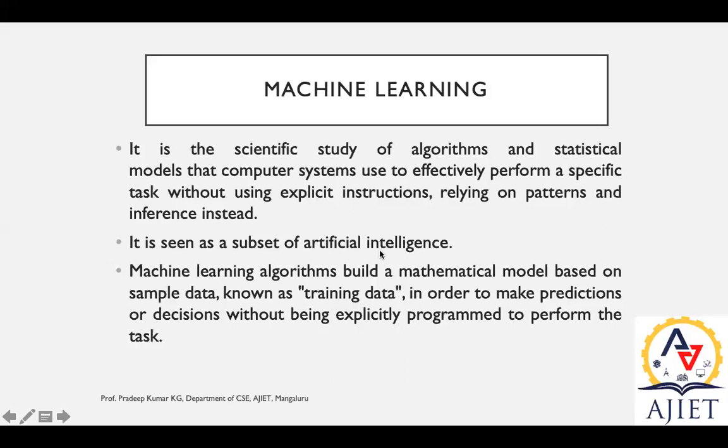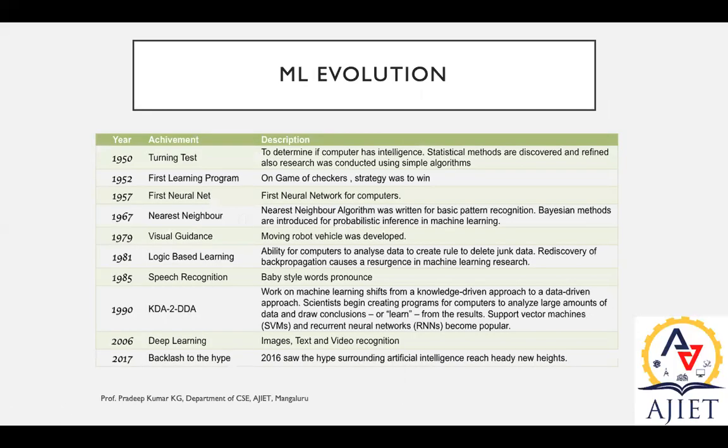We'll see a little bit about machine learning. So the evolution of ML, the terminology. In 1950, the Turing test was achieved. What it did in 1950 was determine if a computer has intelligence, and statistical methods were discovered and refined. Also, research was conducted using simple algorithms. Simple algorithms have been made ready. In 1952, the first learning program, on game checkers strategy, was to win.